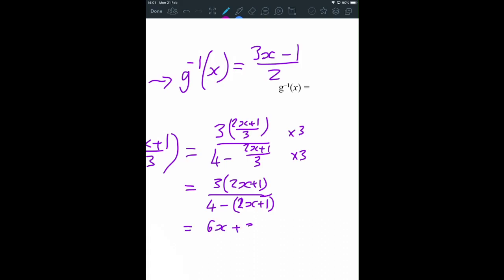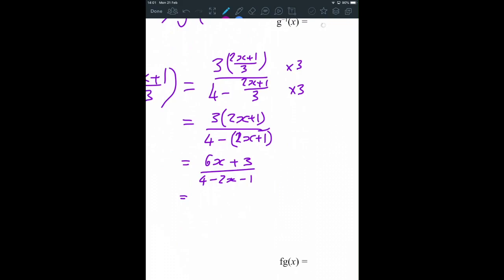Expanding numerator, expanding denominator, cleaning up, minus 2x plus 3. I could have written that the other way around as 3 minus 2x, which would have looked slightly nicer. Both are the same.